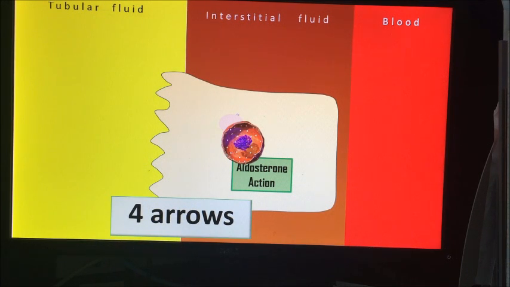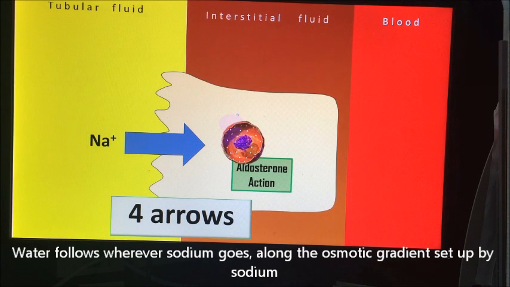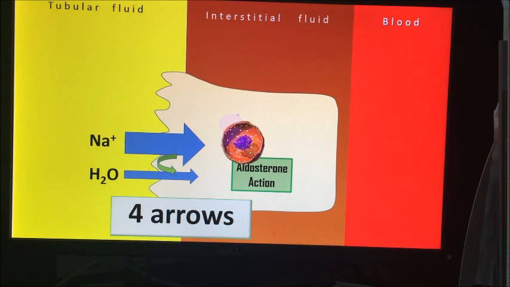First, sodium ions enter the cell through epithelial sodium channels, setting up an osmotic gradient which draws water into the cell. Remember, water follows wherever sodium goes. And for each sodium ion entering the cell, either one potassium ion or one hydrogen ion moves out into the tubular fluid, and gets excreted in the urine.